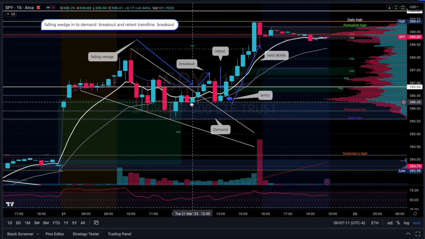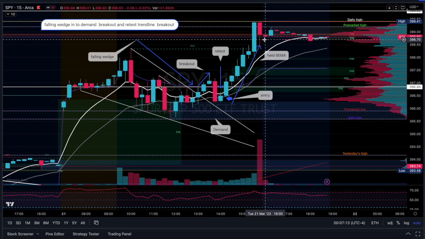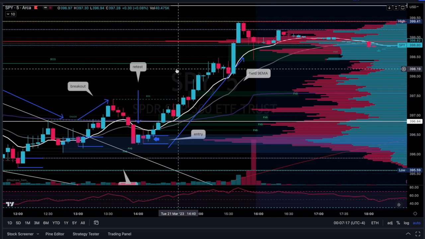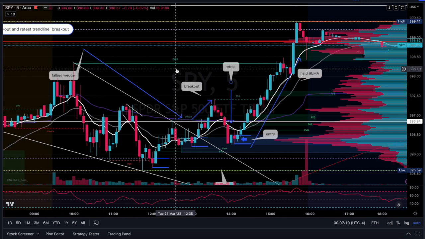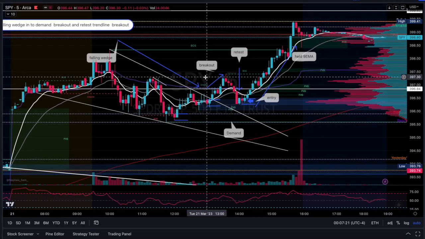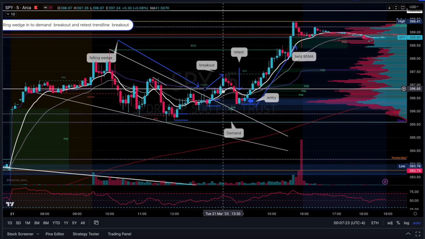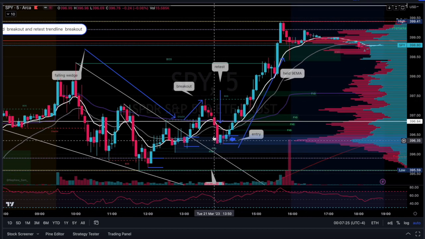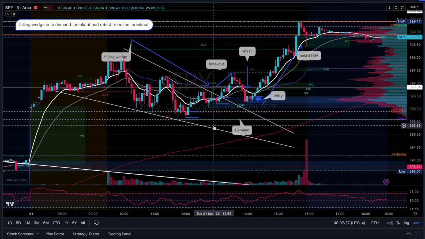Now you know you got support here, and boom, it rockets up, even on the 5 minute. I mean, these are on a lot of time frames. These are setups that I'm just going to take 9 out of 10 times, just because I have more trust in a falling wedge. It's just one of the patterns that I look for.